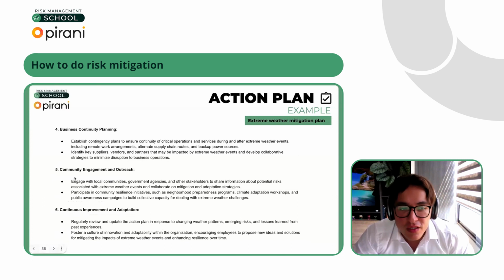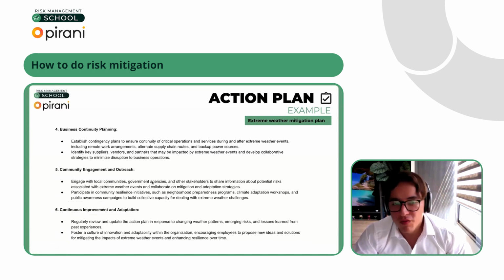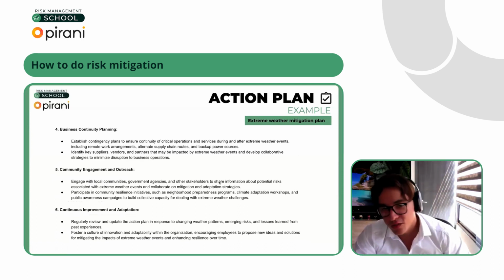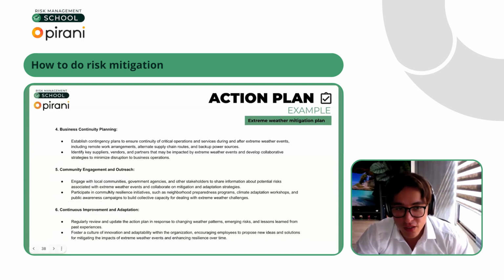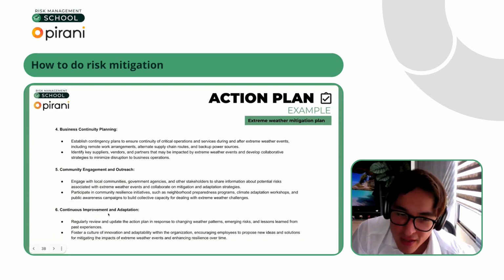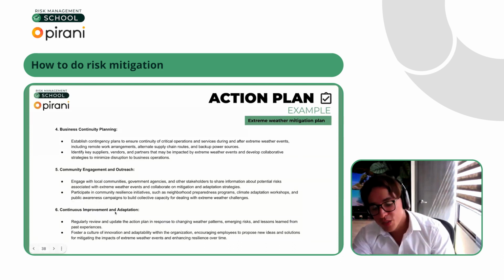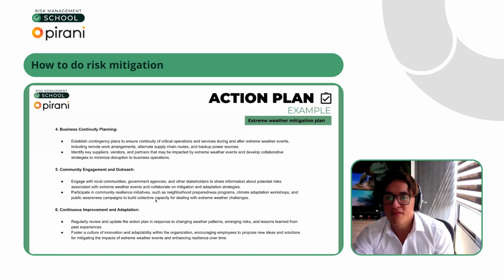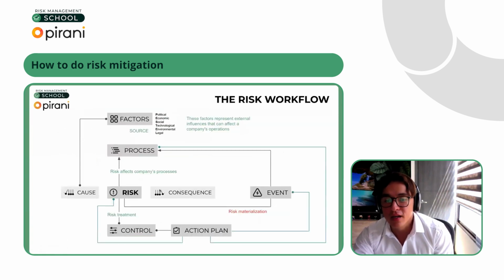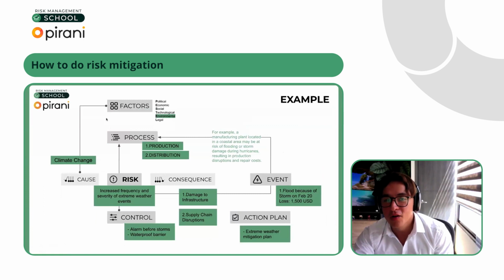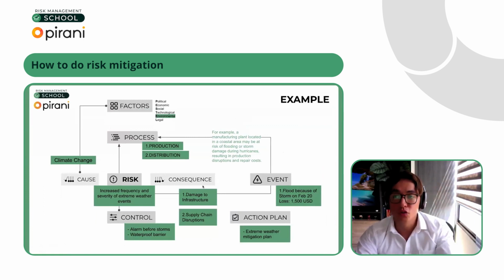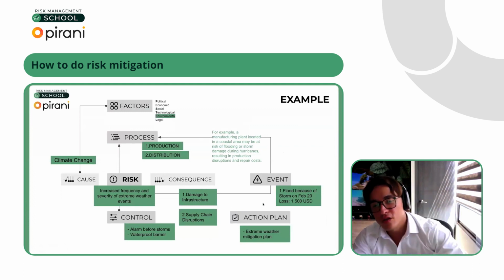5, community engagement and outreach, engage with local communities, government agencies, and other stakeholders to share information about potential risks associated with extreme weather. And 6, continuous improvement and adaptation. So this is a specific example of the role of an action plan to mitigate a risk, and that will be the risk workflow. So we have the controls to mitigate, but we also have action plans.